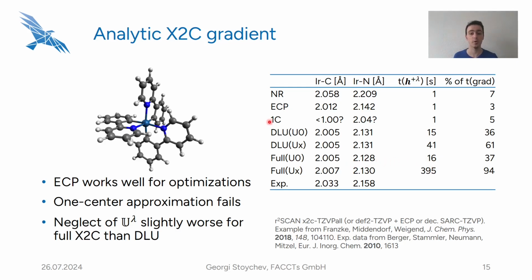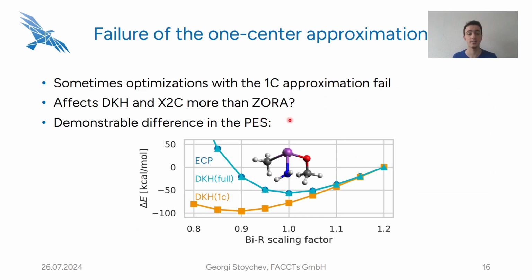Coming back to the one-center approximation, we have noticed in the past that the one-center approximation leads to failure in the optimizations sometimes. And looking at this toy system with bismuth, you can see that the potential energy surface with the one-center approximation is completely different from the full DKH potential energy surface, which is why the optimization might get you to a different minimum or not converge at all, which is often the case. It usually affects DKH and also X2C, but not so much ZORA. But this is why it's important that we now have the full gradient for X2C. But of course, using ECPs is once again completely okay in most cases.